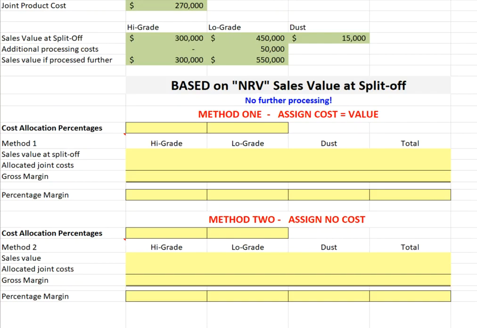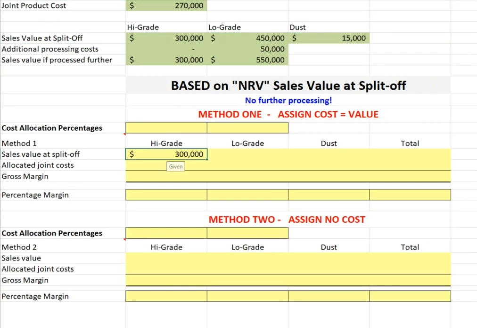Our example is for the Carlisle Coal Company that had joint product cost of $270,000, and we produced, recall, two different main products, high-grade coal and low-grade coal. But in the process, we also create coal dust, which we think has a market value of $15,000. We're first going to walk through method one, and we're going to use our net realizable value or market value at the split-off point.